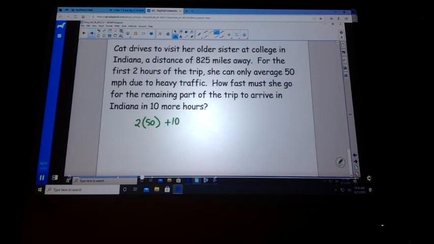So in 10 more hours, we don't know how fast she's going to drive. Let's figure it out. So she has 825 miles to drive. Remember, this first part was 100, because 2 times 50 is 100. So 100 plus 10x equals 825. Subtract 100 from both sides. So we have 725.